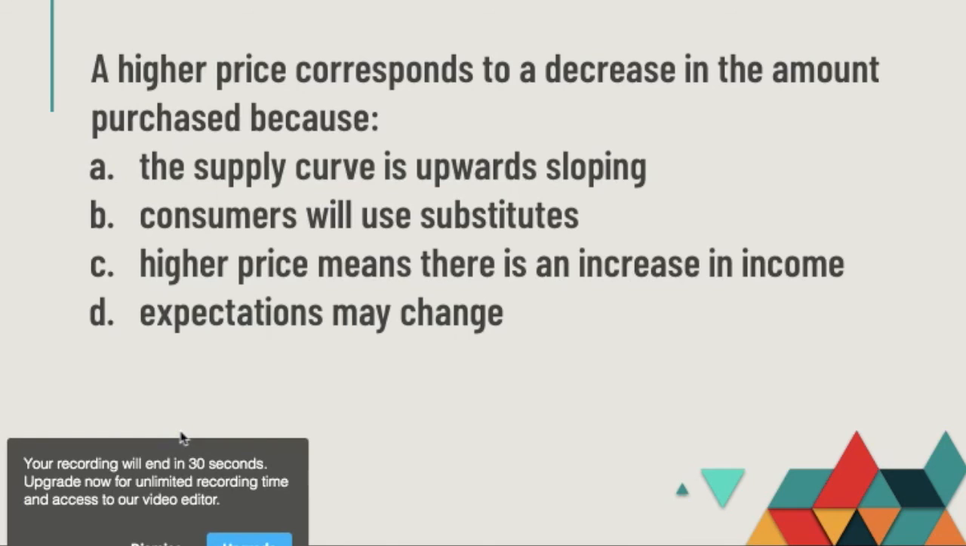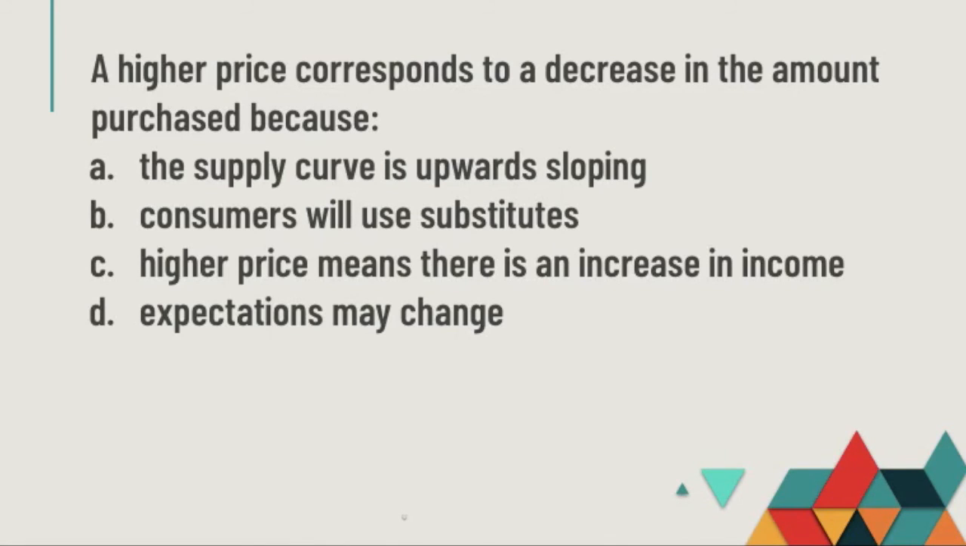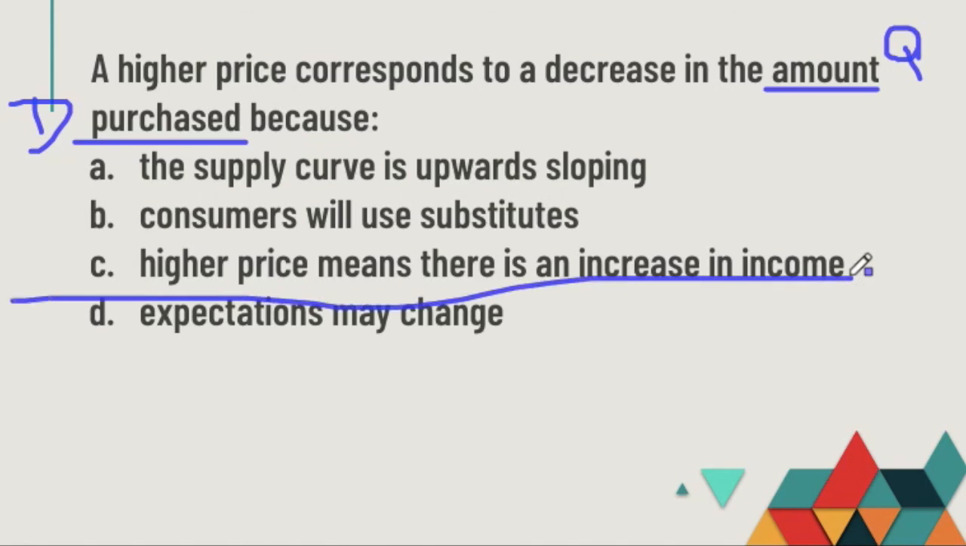Now let's get into some questions. This corresponds to a decrease in the amount purchased because A, the supply curve is upward sloping, B, consumers will use substitutes, C, higher price means there's an increase in income, and D, expectations might change. Now, first of all, in the question, we see that it's asking about the amount purchased. The amount purchased is going to refer to the quantity, because we have amount, and purchase is going to refer to the demand. Now, because we're asking for the quantity, when we look at the questions, a few of them are out. Higher price means there's an increase in income, and expectations might change. These two options are referring to shifts in demand, not a movement, which this question is referring to with the word amount. So C and D are out.